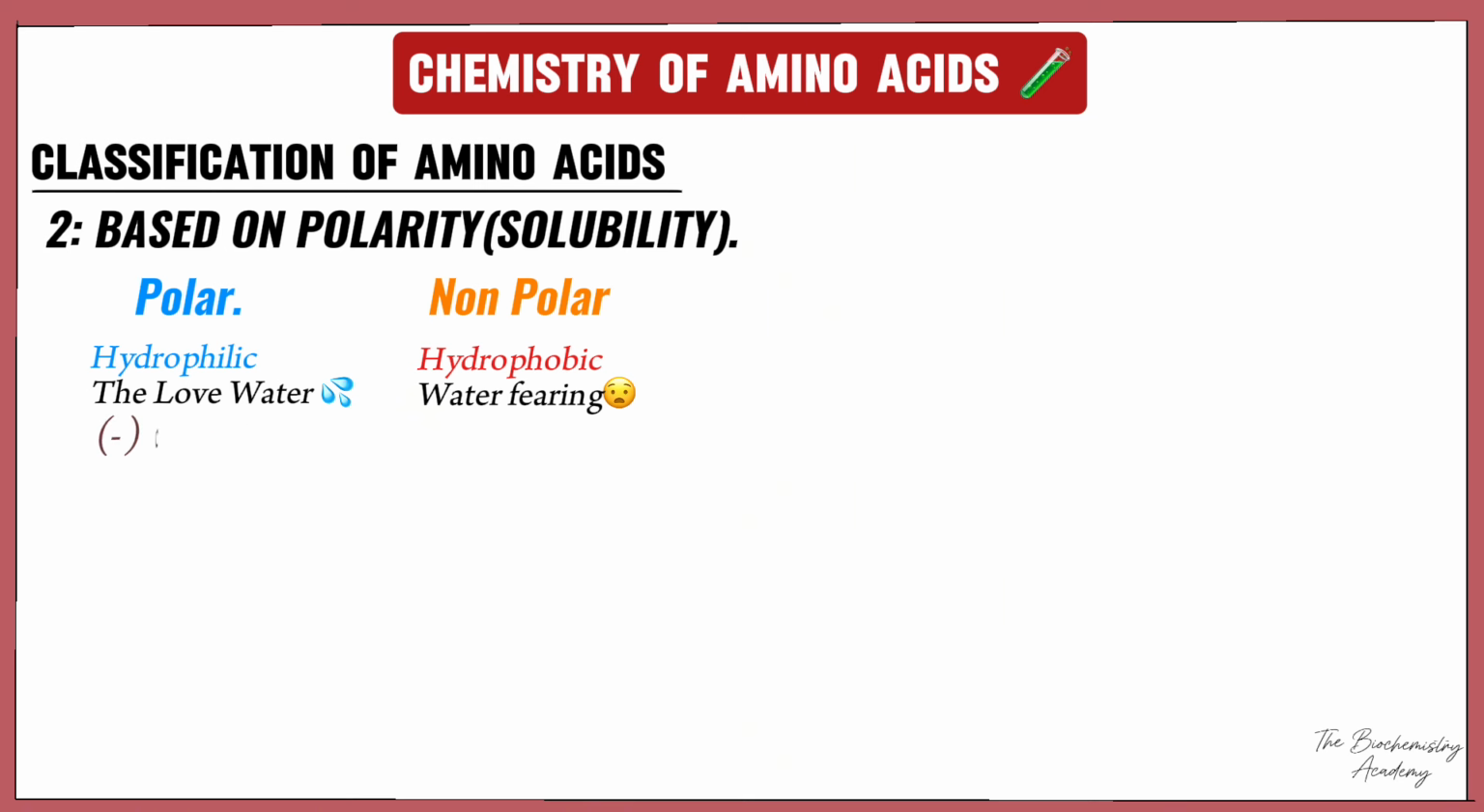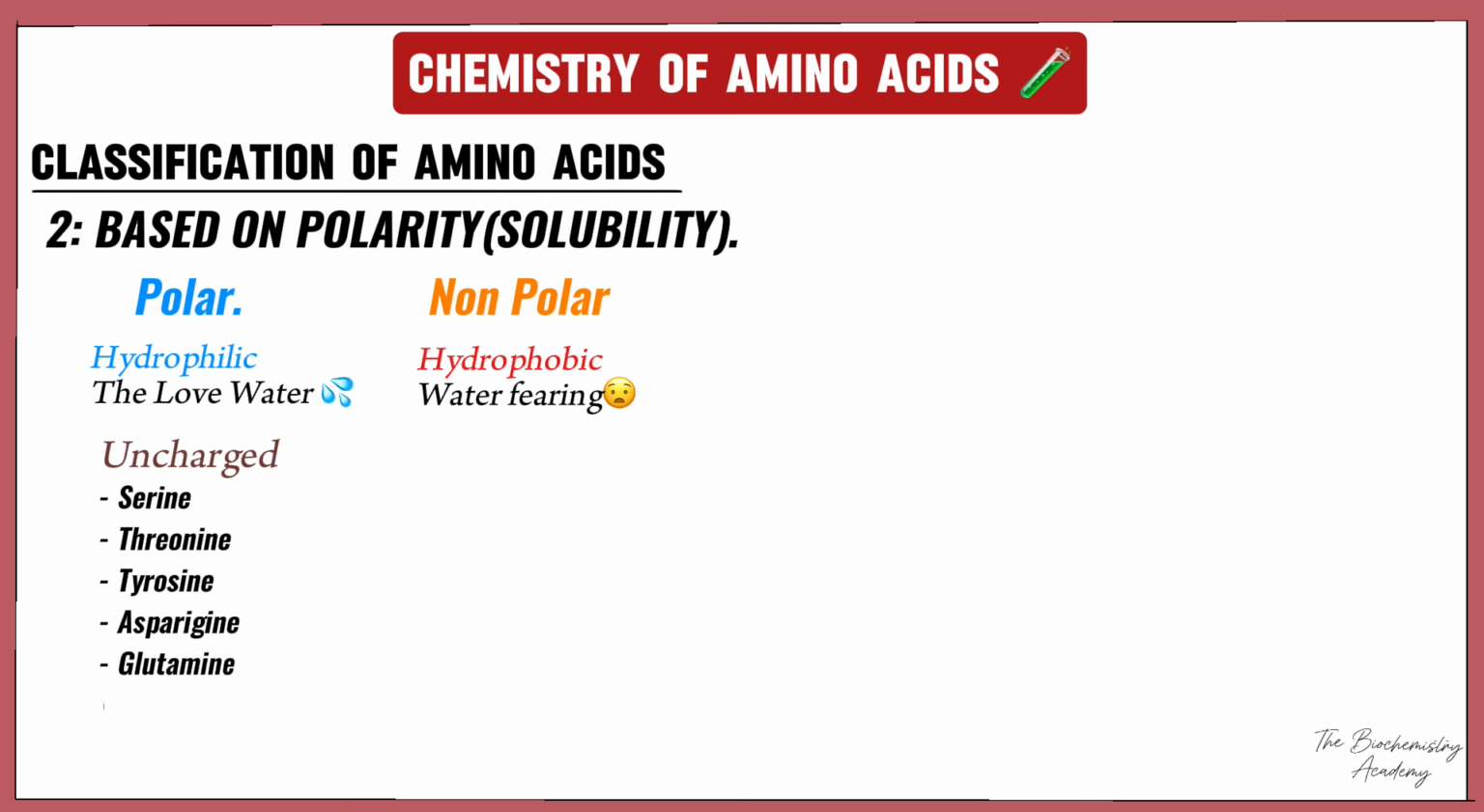The negatively charged amino acids include aspartic and glutamic acid, which are polar in nature. The positively charged amino acids include lysine, arginine, and histidine. And the uncharged hydrophilic amino acids include serine, threonine, tyrosine, asparagine, glutamine, cysteine, and glycine.